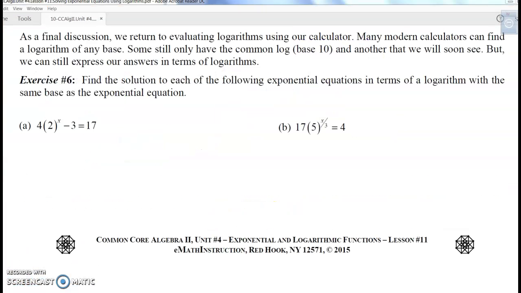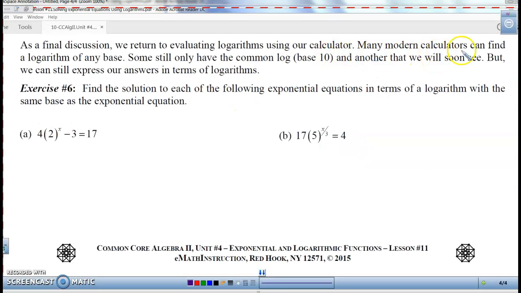Okay, for our final discussion, we return to evaluating logarithms using our calculator. Many modern calculators can find the logarithm of any base. Some still only have common log base 10, others we'll still see. Ours actually have the log base, so we can still do the exponents. Find the solution to each of the following exponential equations in terms of a logarithm with the same base as the exponential equation. Okay, so basically what they want us to do is use log base 2 instead of log base 10.